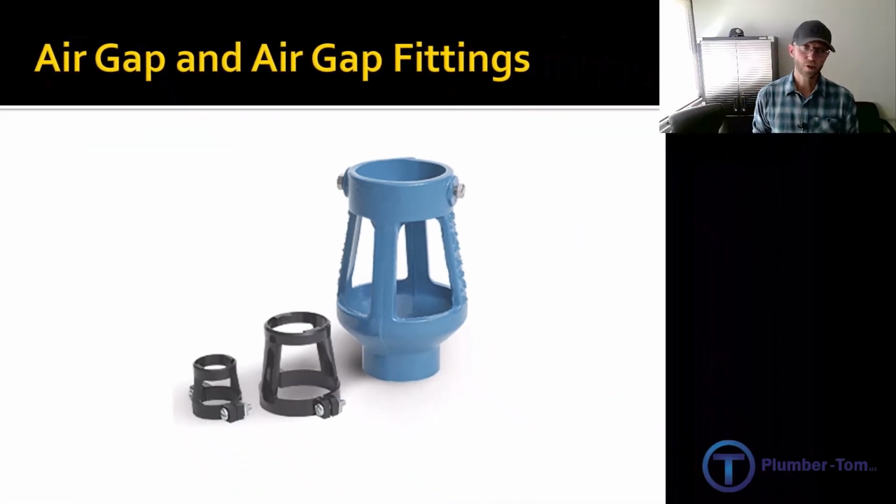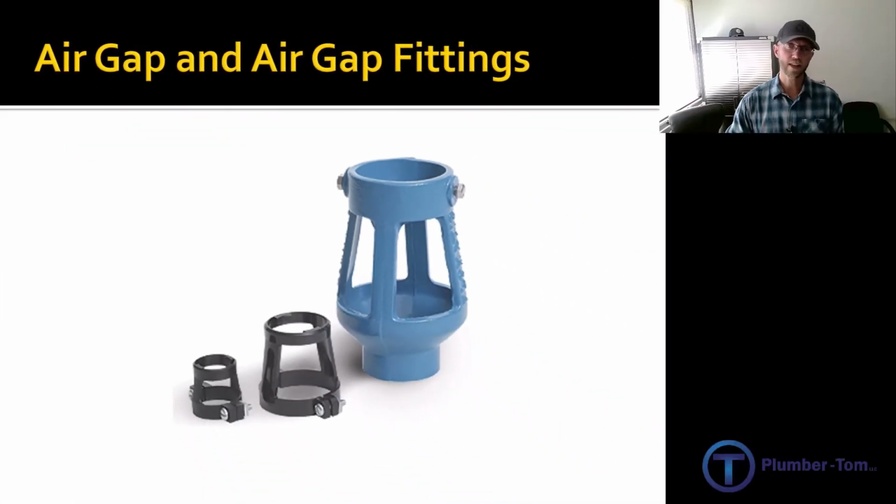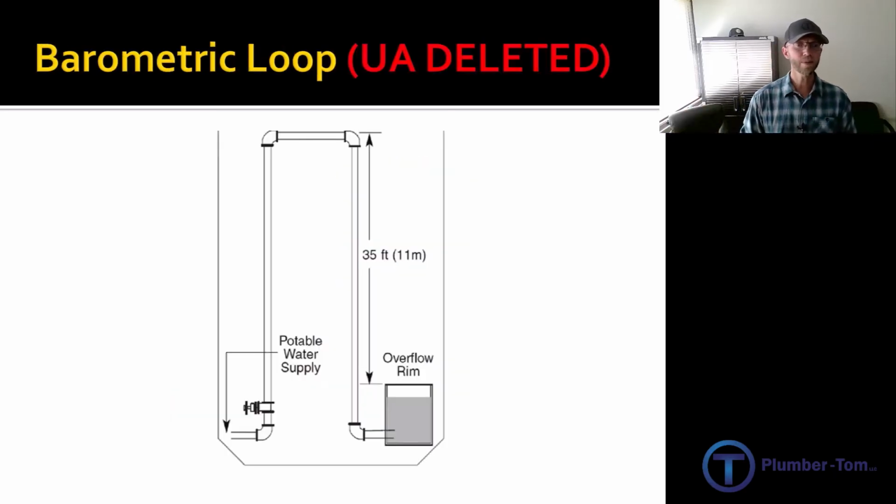Let's hit air gap real quick. Air gaps can be created using fittings or without fittings. Just keep the pipe over the receptacle, and as long as there's a gap, water is not going to be able to get up into the potable system. The barometric loop is some strange configuration of pipes where you have to run it 35 feet up into the air and bring it back down. Other than industrial applications, I don't know where you're going to go put a 35-foot riser and bring it back down. It's not very practical, right? So Utah amendments deleted that altogether.